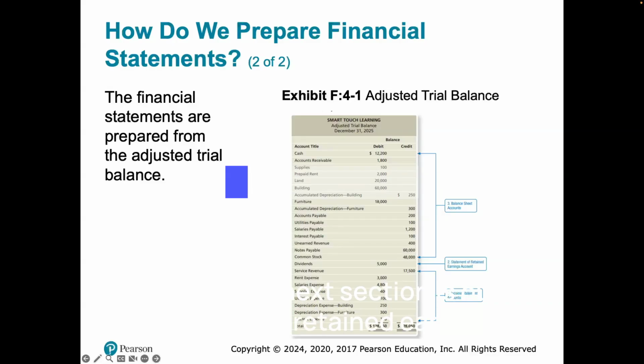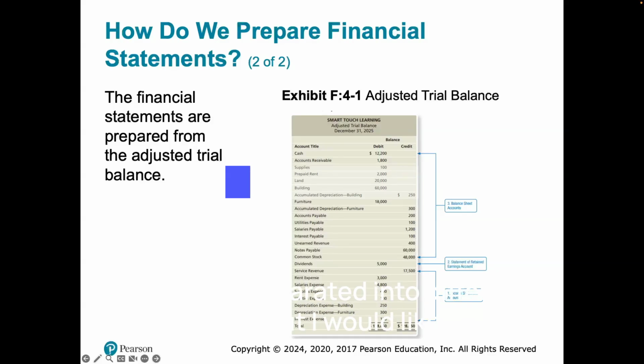And so this next section is our statement of retained earnings. This is what we're going to put onto our statement of retained earnings: dividends and service revenue, and we'll also have to take into account our net income. And then the last statement we're going to prepare is our balance sheet. Now, that's because our retained earnings is then going to be transferred over to our balance sheet, not as an asset, but as owner's equity. And so this will give us our new owner's equity and it transfers over to our balance sheet.